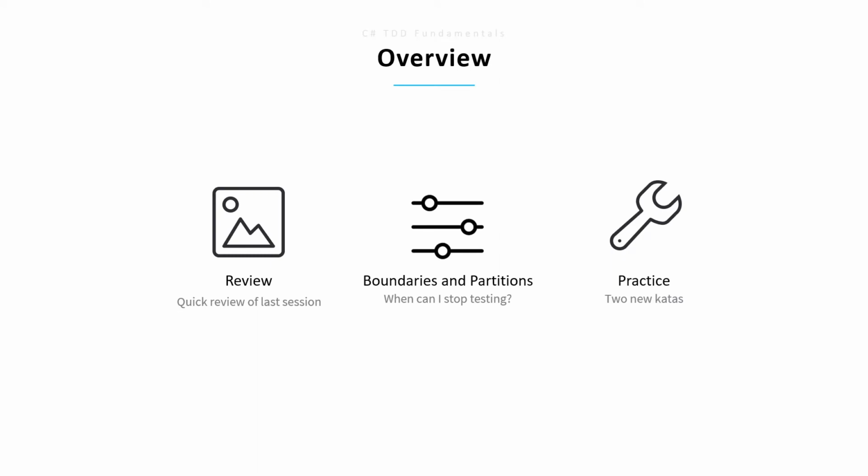But before we get into that, we're going to do a quick review of last session. And I mean quick, I'm not going to go through all the theory again. And then once we've gone through boundaries and partitions, there's some practice, the more interesting side of things, I'd imagine. We've got two new katas. We've got a FizzBuzz kata, which is pretty straightforward, nothing too earth-shattering there. It's generally one of the first katas we pick up.